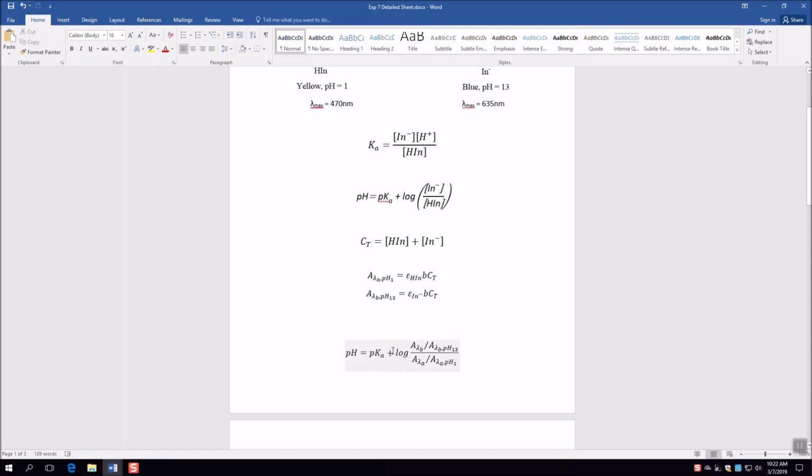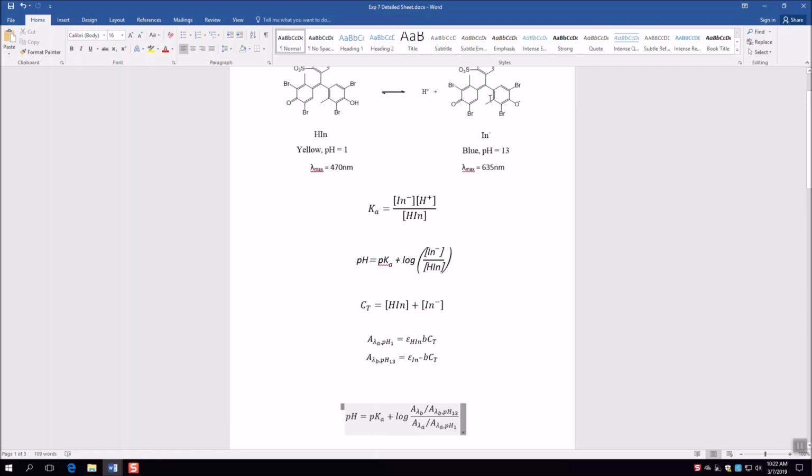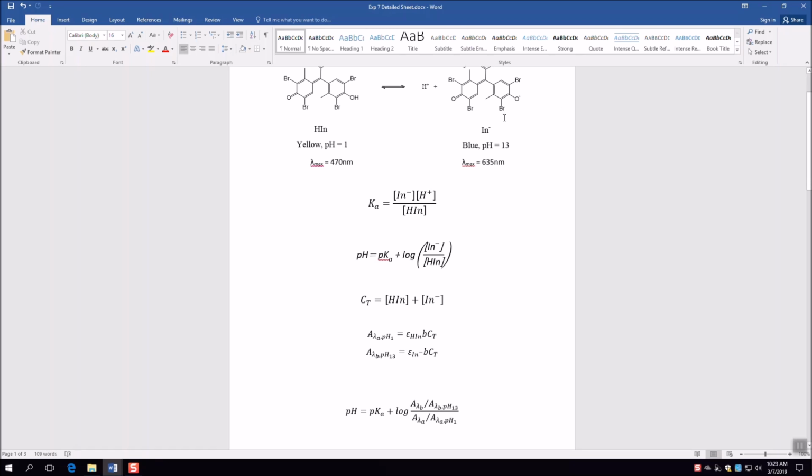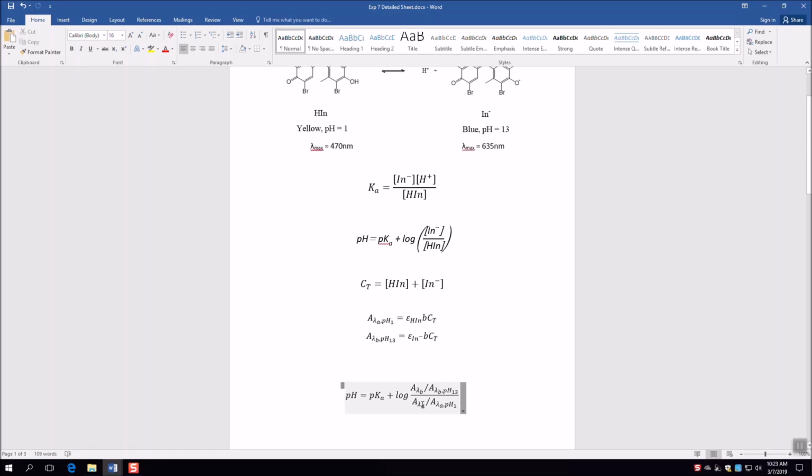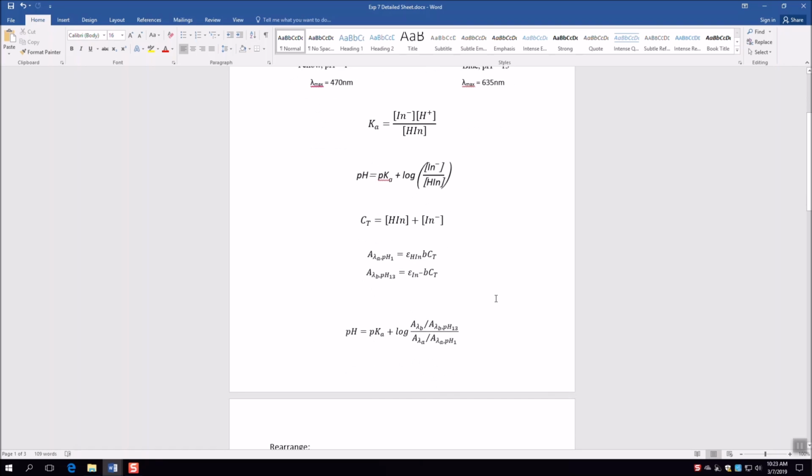But instead of just using the absorbance at any given pH, which we're going to make buffer solutions for, instead of just using the absorbance of this blue species, we use the ratio of the absorbance of the blue species to the absorbance when it's only blue species. At the bottom, we use the absorbance of the yellow species at whatever pH it is versus the absorbance when it's all yellow. And we can do this because the total concentrations are constant. So this is basically what we're looking at.